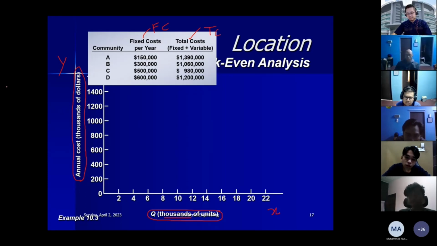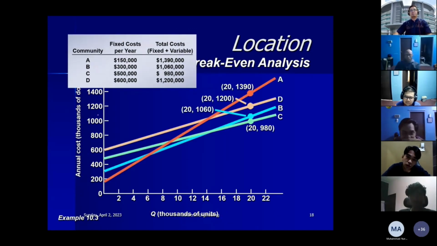Very clear? Any questions so far before I proceed to the next? Clear? Okay. So please remember, on the x-axis you have to draw Q, thousands of units, first. Meanwhile, for the y-axis, annual cost, in thousands of dollars. So how do we plot the graph for each community, A, B, C, D?